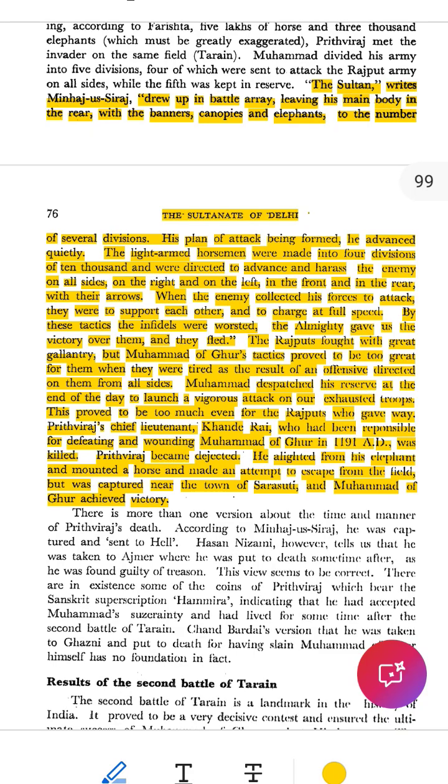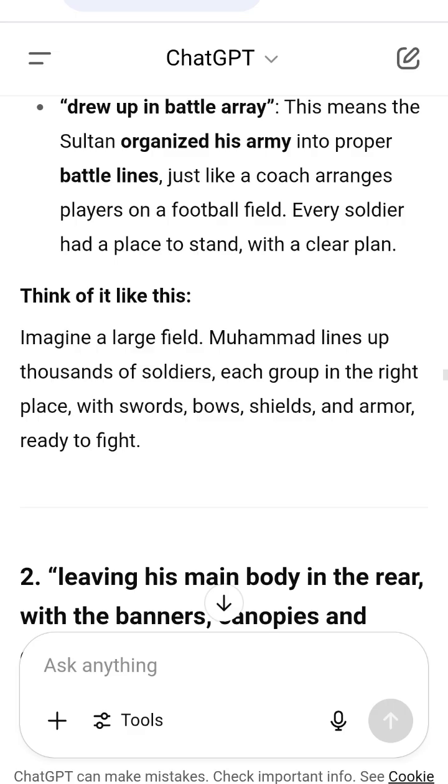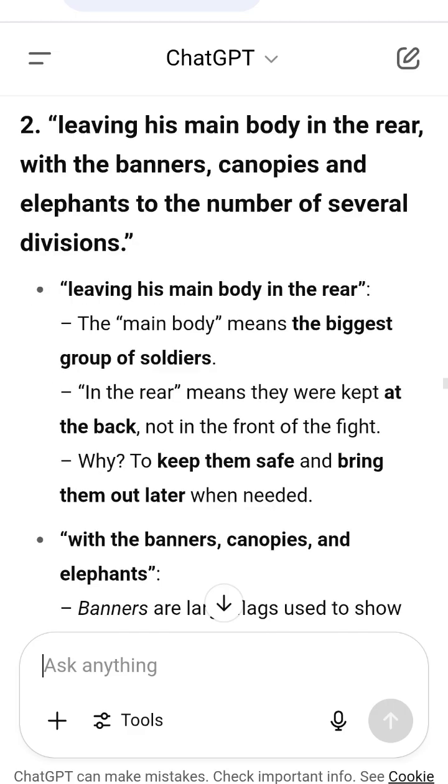But Muhammad of Ghur did not give up. He returned 1 year later, in 1192, better prepared and with a new battle plan. Muhammad of Ghur's clever battle plan. He did not attack directly. Instead, he made a smart military strategy.